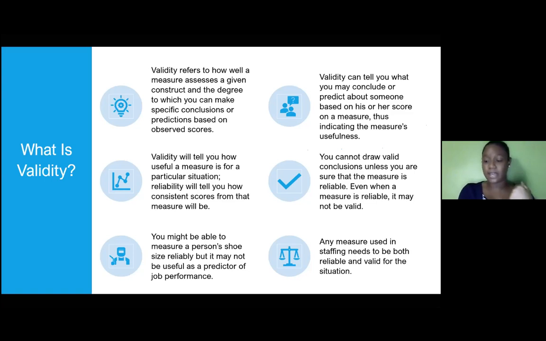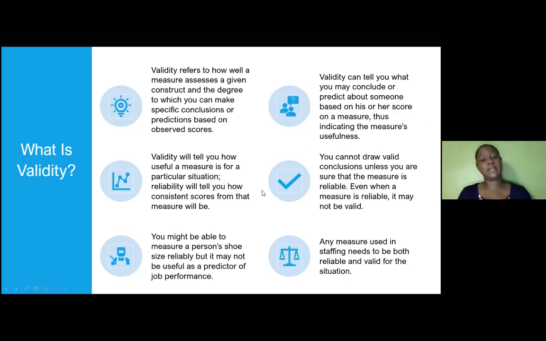Whereas on the other hand, remember, reliability looks at the consistency of a measure. It is important to note that before a measure can be considered valid, it has to be reliable.